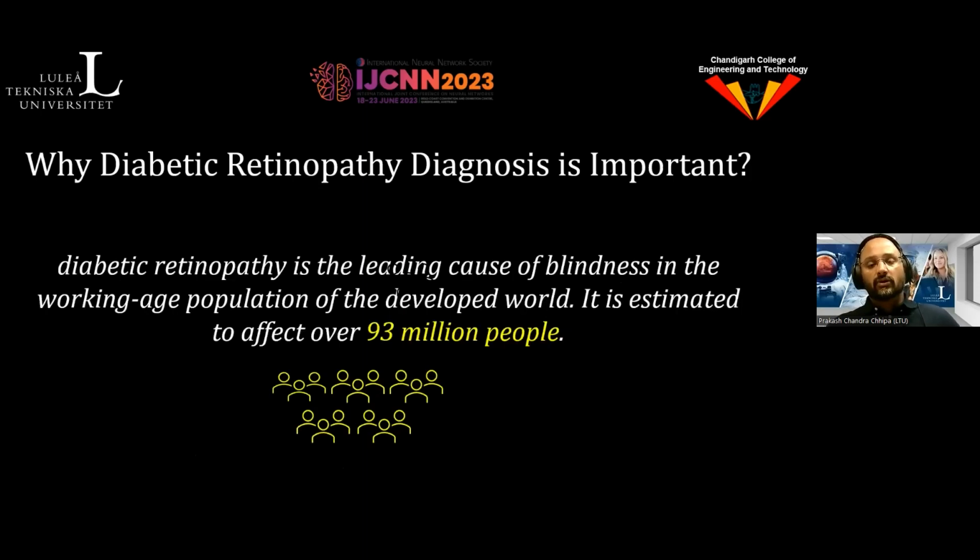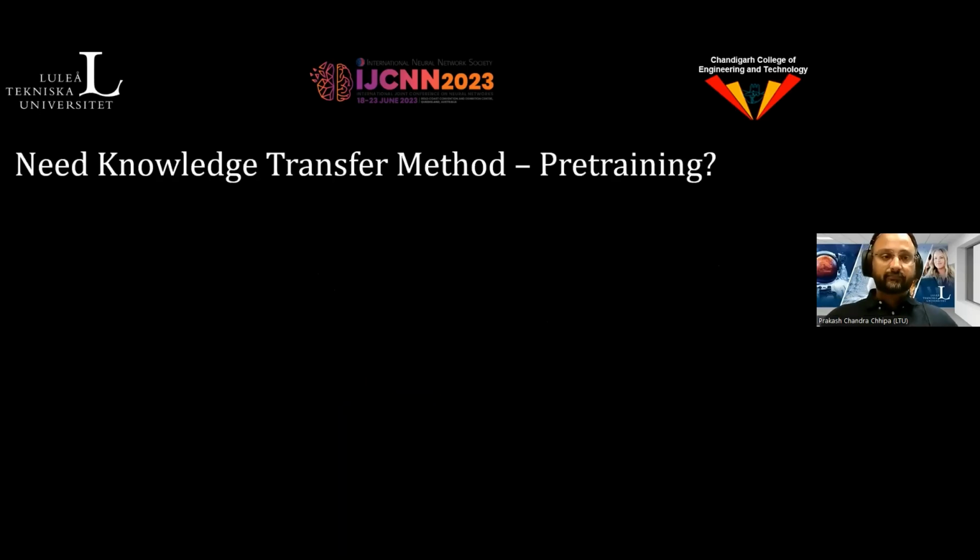So to cut down this detail, we could understand that the leading cause of blindness in the working population for millions of people is related to diabetic retinopathy, which could be identified through retinopathy diagnosis, and that has given us sufficient reason to investigate and work in this direction.